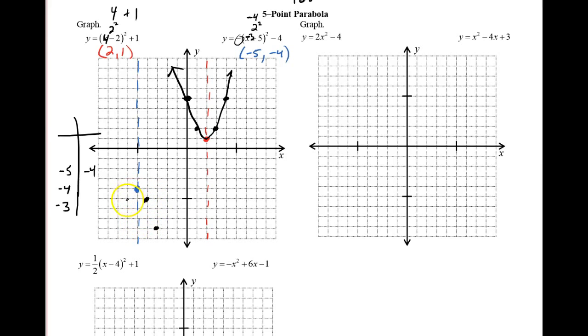Now I just reflect it across the axis of symmetry, 2 away, 2 away. Try to do my best to draw a nice smooth graph. And there we go. Alright, now for this one.